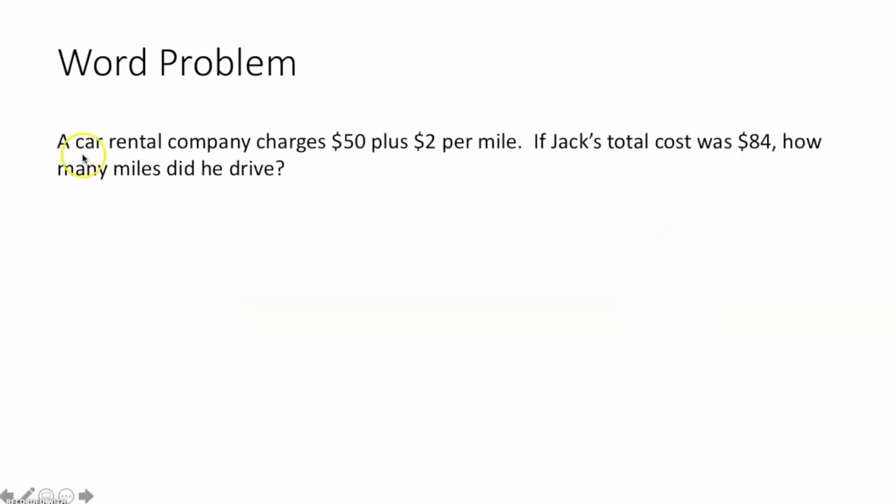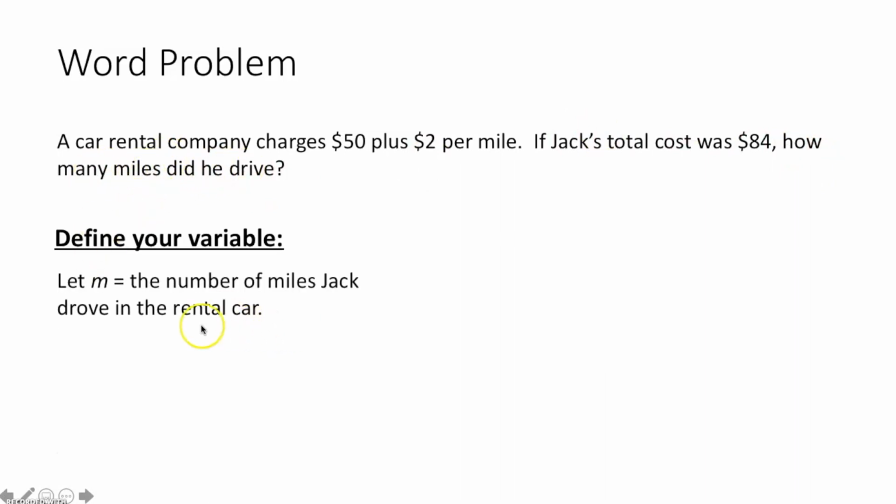Now let's do our word problem. It says a car rental company charges $50 plus $2 per mile. If Jack's total cost was $84, how many miles did he drive? So anytime you get a word problem, we need to first define our variable. What's our variable going to be? Well, what are we trying to find? It says how many miles did he drive? So if we're trying to find out how many miles, let's say M is going to represent the number of miles that Jack drove in his rental car. That's what we're trying to find, so that's what we'll solve for.